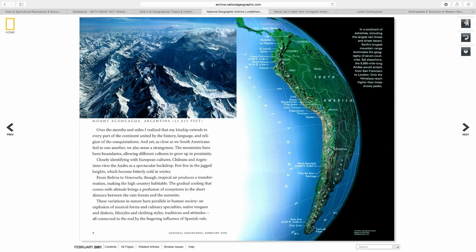Now here's Mount Aconcagua. This is the highest peak in the Andes Mountains and in the Americas. 22,835 feet is the exact number here. And it is found right here between the Chilean and Argentinian border.